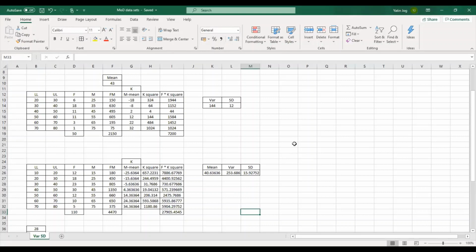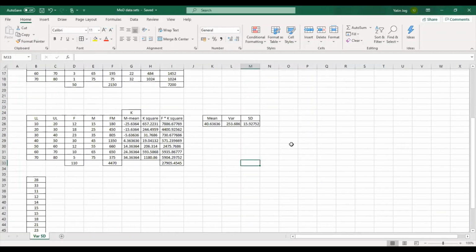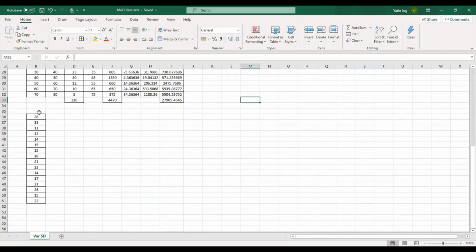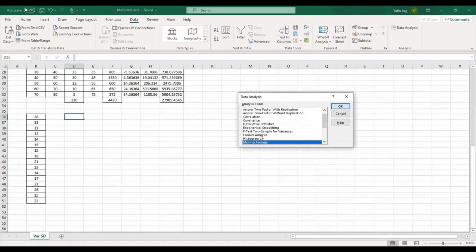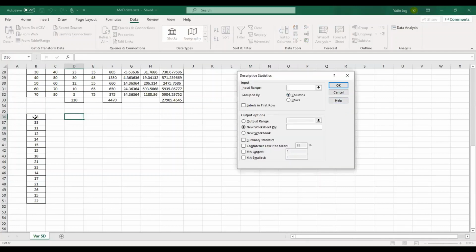Functions for grouped data. But for ungrouped data, the next problem is ungrouped data. For this ungrouped data, if you want to calculate variance and standard deviation, then the first method, which we have already discussed, is that you can go to the Data section, Data Analysis, and then go for Descriptive Statistics. So just select Descriptive Statistics, click on OK. Input range, so select the data set.